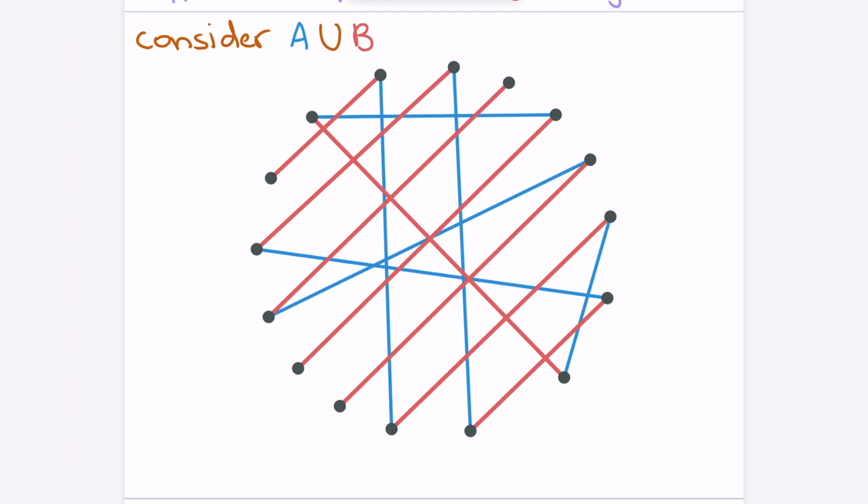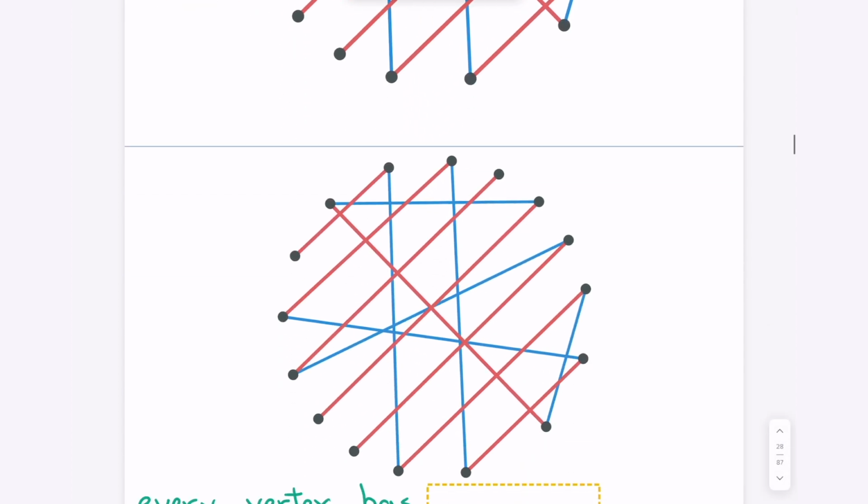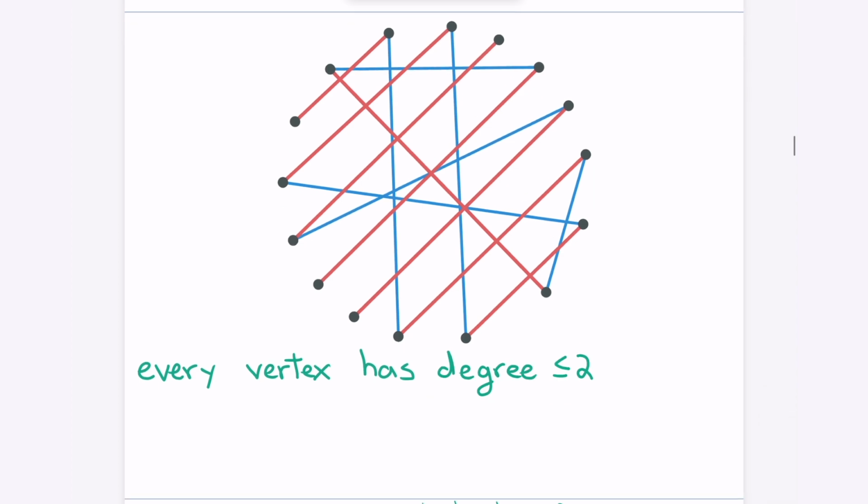Is it connected? I don't think it's actually connected. Yes, yeah. So we're looking at a graph that's a union of two disjoint matchings, and they have some characteristics. They're not necessarily connected. Ah, okay. So the degrees are very small. So every vertex has degree at most two.